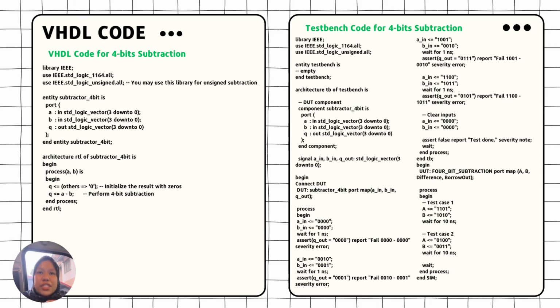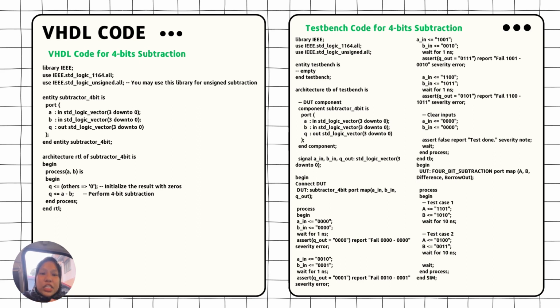Next, for the VHDL code for 4-bit subtraction. Firstly, about the library. This line includes the necessary VHDL library. Standard logic 1164 is used for the standard logic type, and standard logic unsigned is used for performing unsigned arithmetic operations. Second, for the entity declaration. This declares an entity named subtractor 4-bit with 3 ports. A and B are 4-bit input vectors representing the minuend and subtrahend. Q is a 4-bit output vector representing the result.